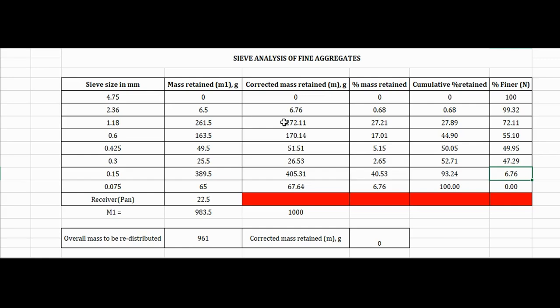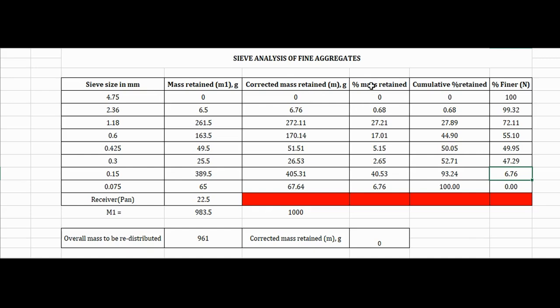Similarly, let us look into the calculation for the 1.18 mm sieve. Here, how does this value 272.11 come? It is 261.5 divided by 961 multiplied by 1000, which gave us the value 272.11. Similarly, for all the sieves starting from 4.75 mm up to 75 micron, the mass is recalculated, and if you sum it up, the total mass that we get is 1000 gram, which was initially taken. So this correction is very important in sieve analysis, considering the dust loss that happened, and the mass present in the receiver pan has to be redistributed correctly.